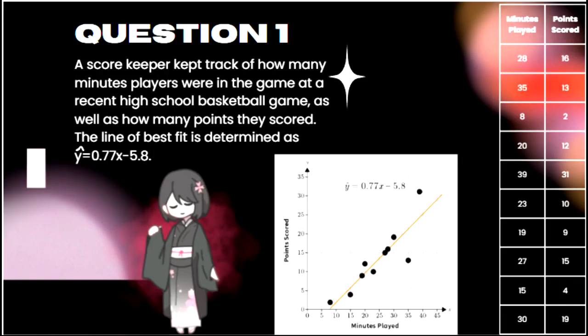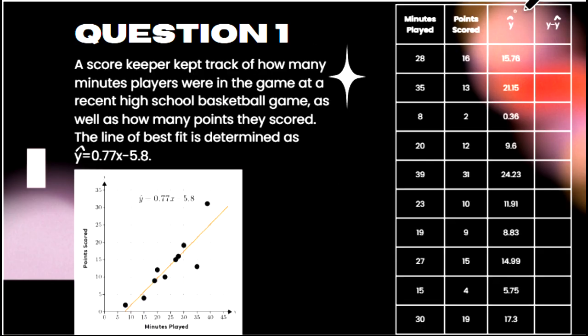All right? Here's question 1. This one is all you. A scorekeeper kept track of how many minutes players were in the game at a recent high school basketball game, as well as how many points they scored. The line of best fit is determined as follows. So here's your formula. They didn't really ask a question, but you're going to do what we've been doing before. So we have x, we have y. You would find the values for y hat, but here they are. I'm not going to make you do that right now. Now they want you to find the residuals, so go ahead and do that.